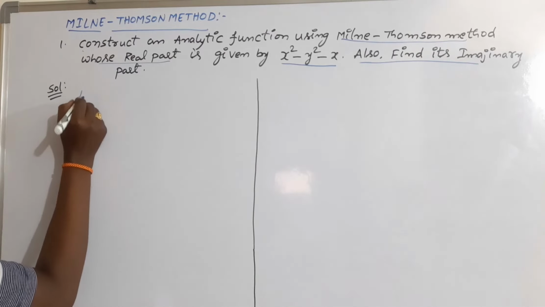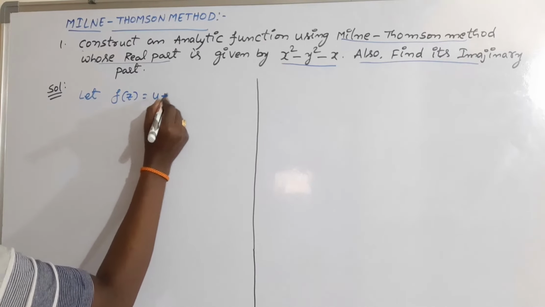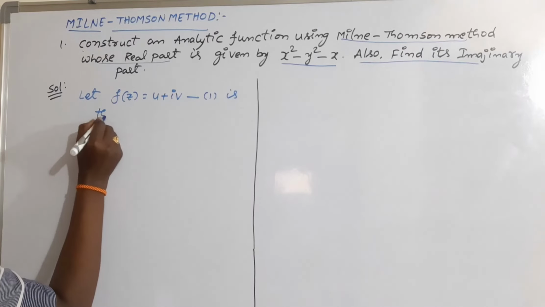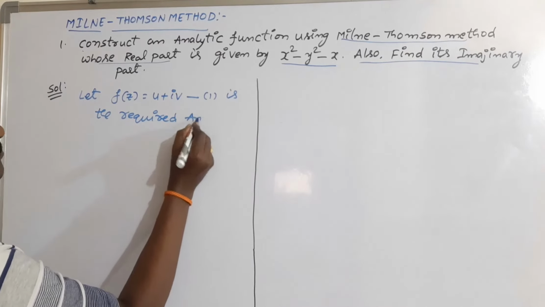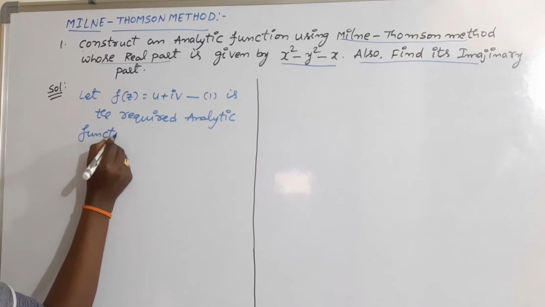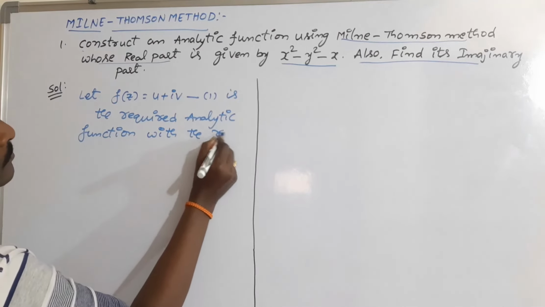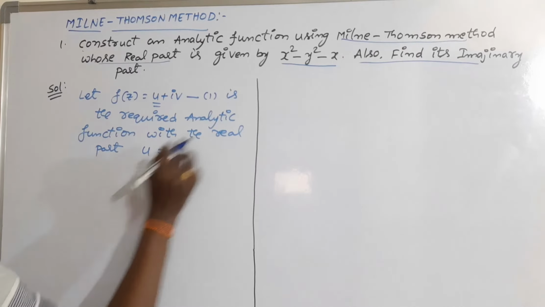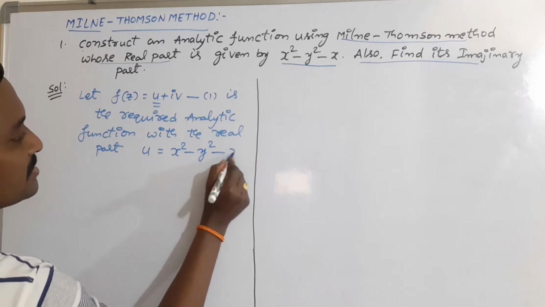See, let f of z is equal to u plus iv, take it as equation number 1, is the required analytic function with the real part. Here the real part is represented by u, and it is given as x square minus y square minus x.